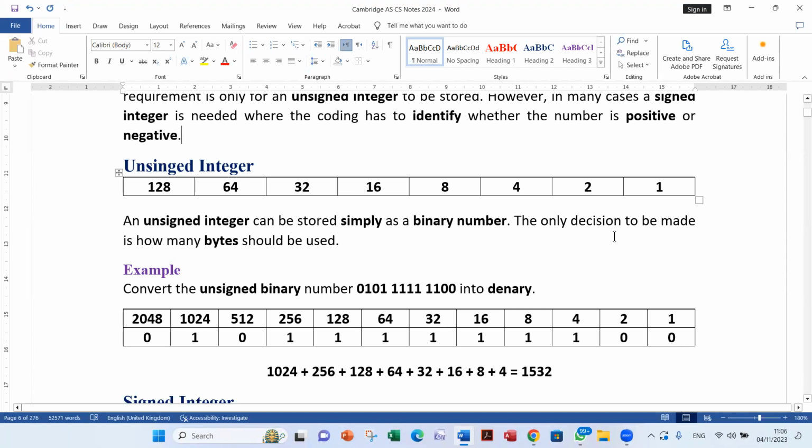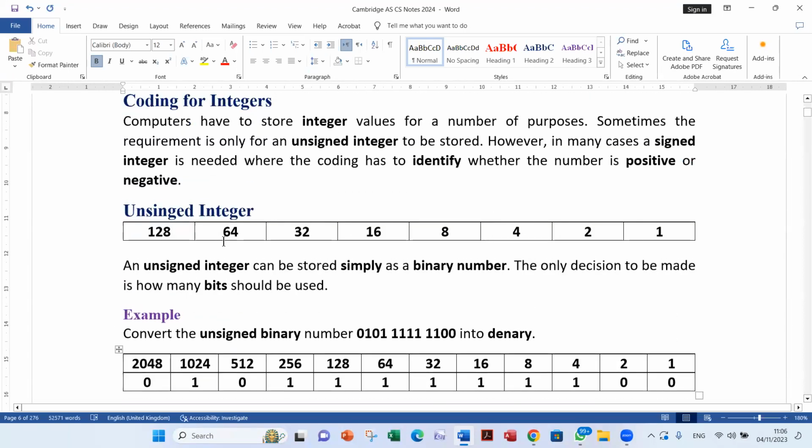The only decision is the number of bytes, that is the number of bits. Whether you use 8 bits or 12 bits or 16 bits. How many bits? 8 bits, 12 bits, 16 bits. Okay, now you have to do the following.